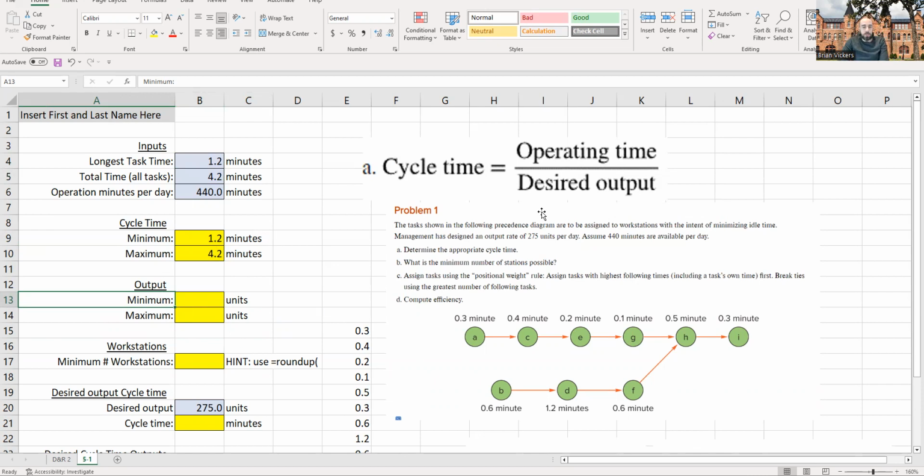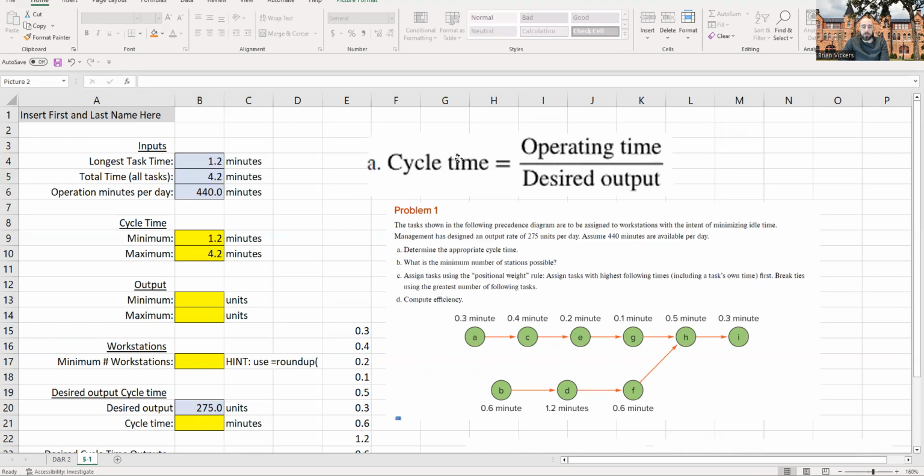And so output in units, knowing this relationship of cycle time to operating time to output, if instead of dividing operating time by output to get cycle time, I was to divide operating time by cycle time, then I would get desired output. We can just replace desired output with output, right? It becomes desired output when it's not a known amount already. So, operating time divided by cycle time is going to equal our output.